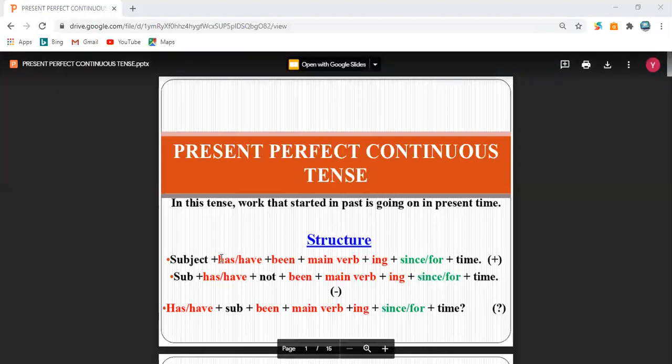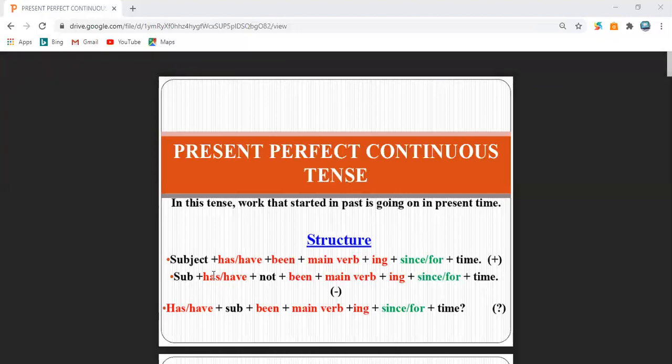Now look at the negative structure. It has become easier for us to put not in between, because just after the first helping verb, not will be put in the sentence, and then the second helping verb will be there and the main verb, and then lastly since or for with time will be present.